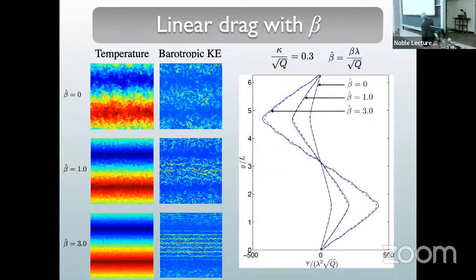This is the temperature solution, this one without beta. As you increase beta, the temperature gradient becomes larger and larger, because the eddies become more and more inefficient at transporting heat. So you're getting closer and closer to a limit where the eddies are not able to create a more moderate climate.